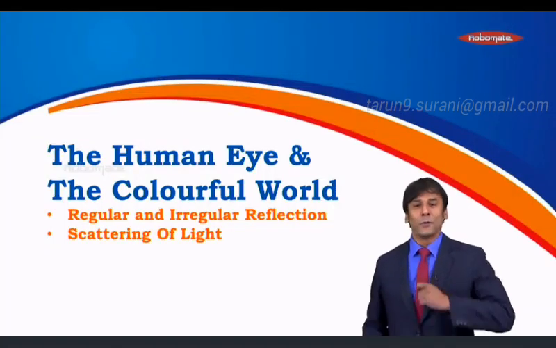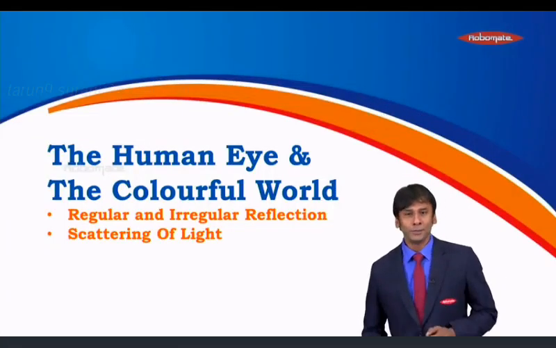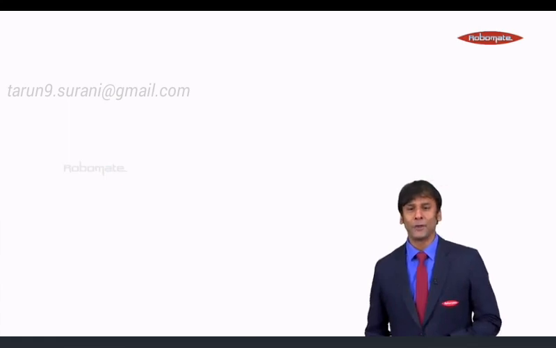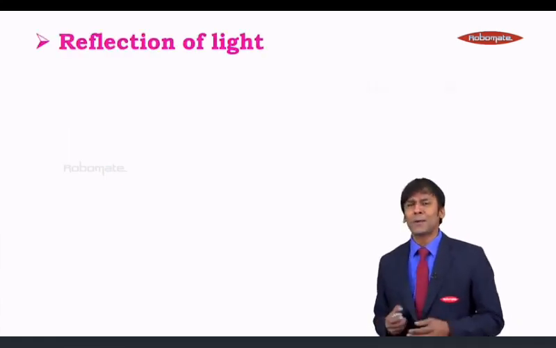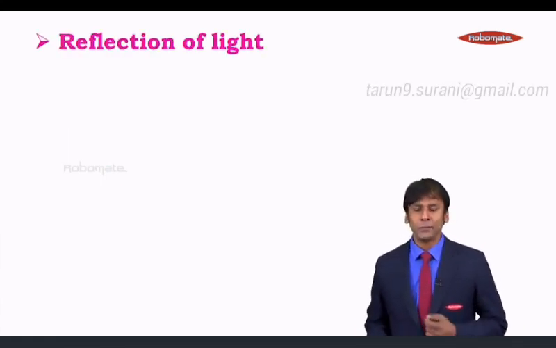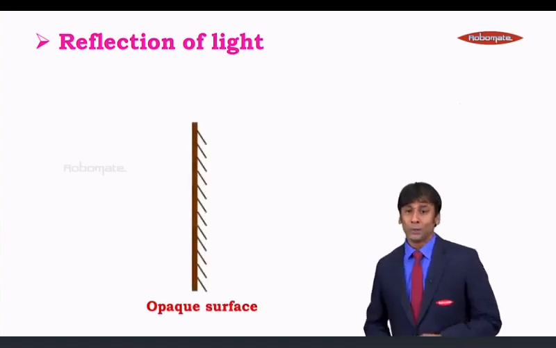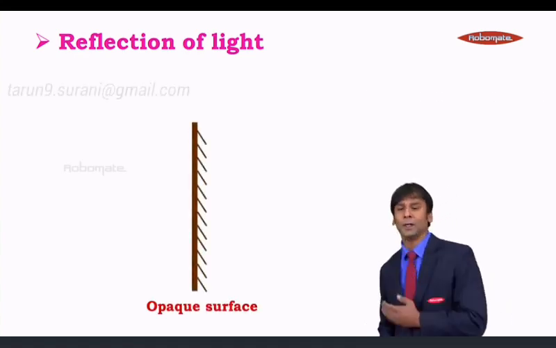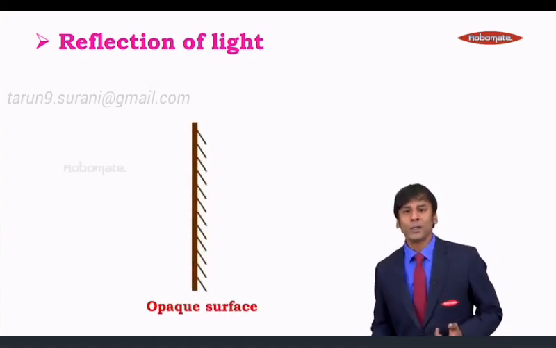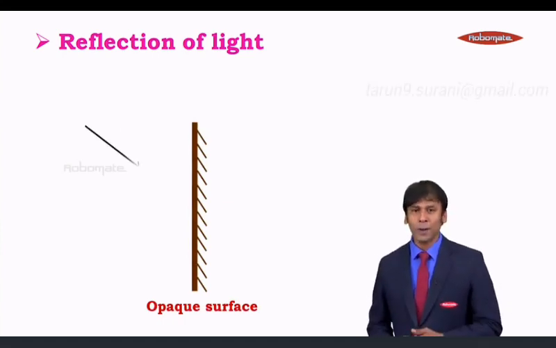Let us understand what is regular and irregular reflection, and we'll understand what is scattering of light. Before understanding this, let's come to some very basic thing, and that is reflection of light. Now, to understand reflection of light, let us say here we have an opaque surface. What is an opaque surface? A surface through which light cannot pass.